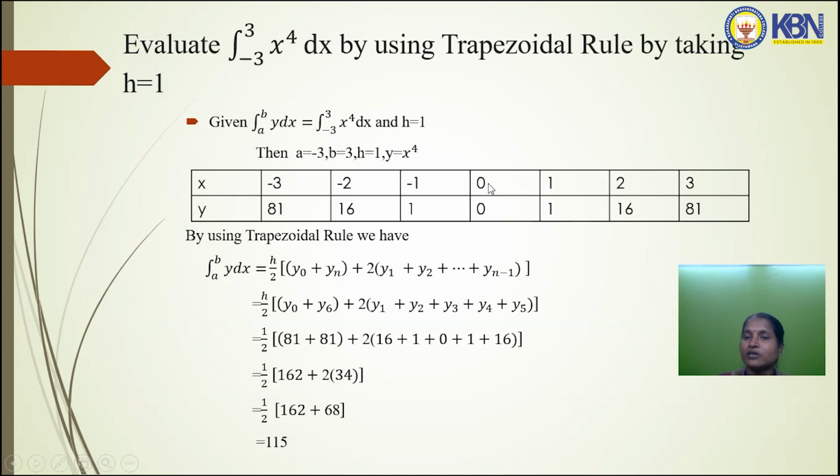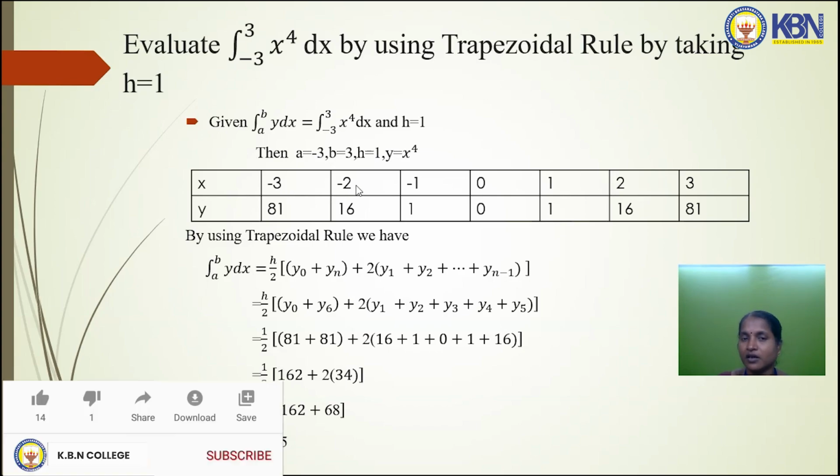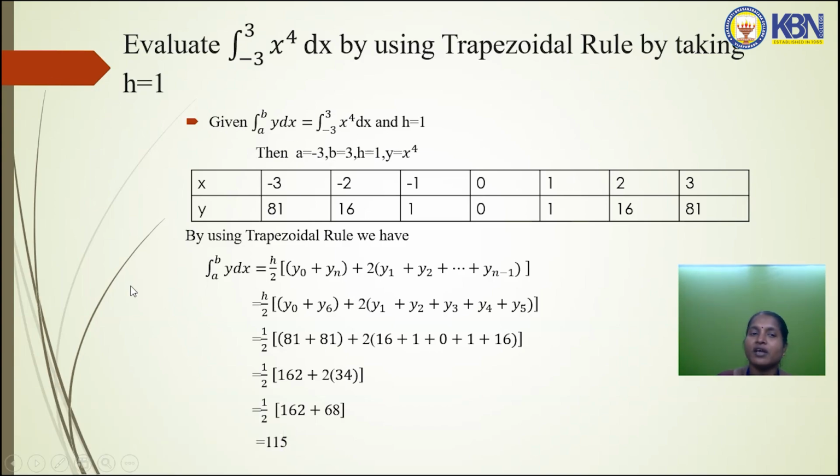Now we can add the h value. 0 plus 1 is 1. 1 plus 1 is 2. 2 plus 1 is 3. That means first we make the x ordinates. In the previous general quadrature formula, x0 is equal to a, then a plus h, a plus 2h, a plus 3h, and so on. That's why, in the starting initial value, we add the h value. Minus 3 plus 1, minus 2; minus 2 plus 1, minus 1; minus 1 plus 1, that is 0; 0 plus 1, 1; 1 plus 1, 2; 2 plus 1, 3.